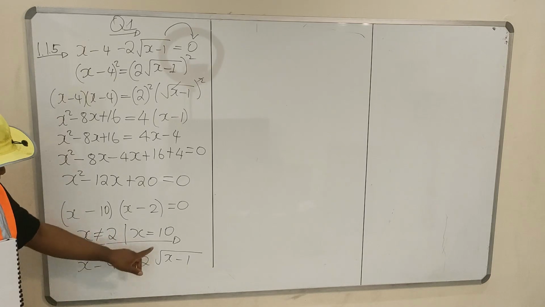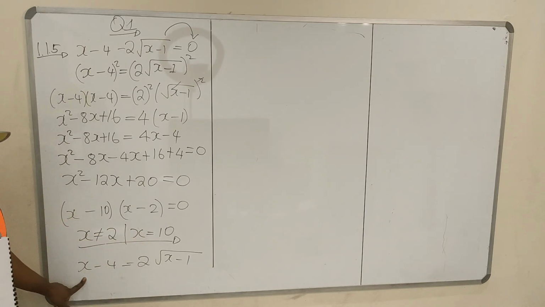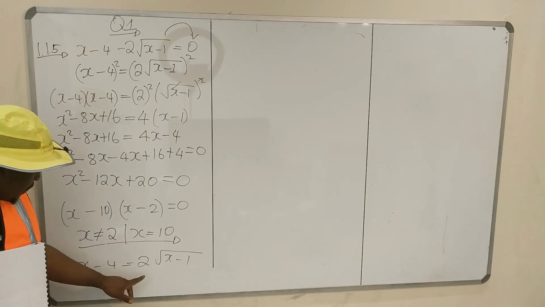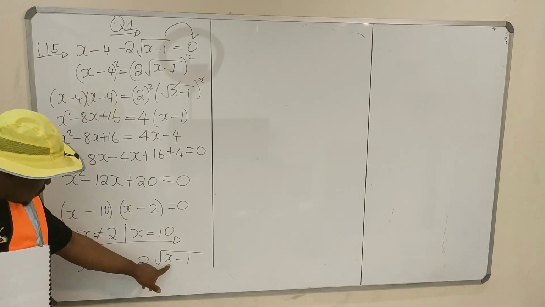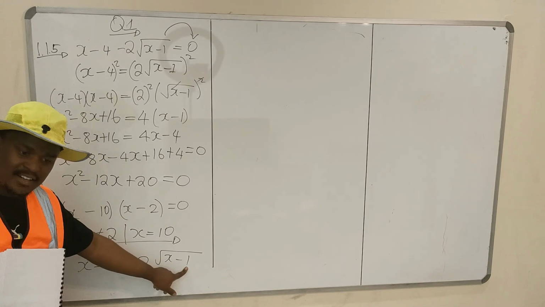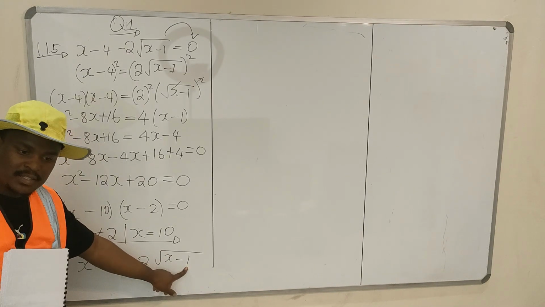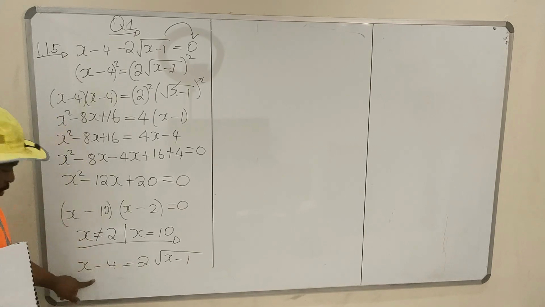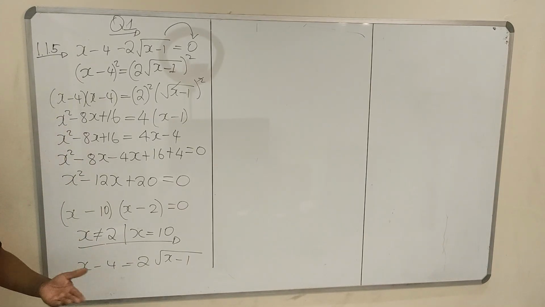And then for your 10, what is 10 minus 4? It's 6, right? And then now what do we have here? Here you have 2 times the square root of 10 minus 1, which is 9, right? The square root of 9 is what? It's 3. Times 2, 6. Which is equal to the right hand side. You can test it the traditional way, it should work. And you're done with this one. So this is the only valid solution, not that one. And we move.